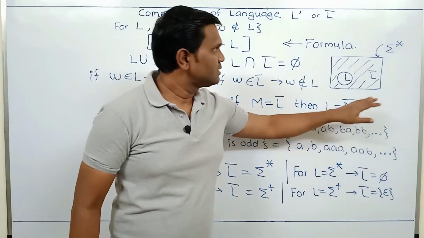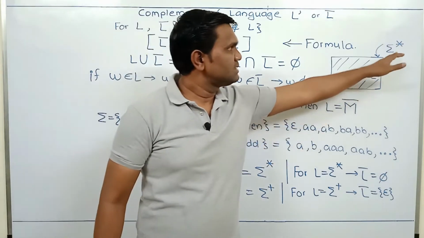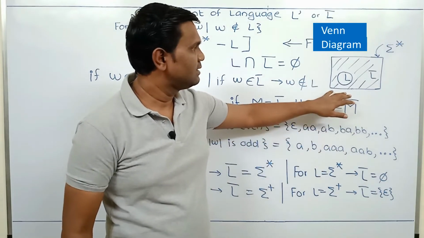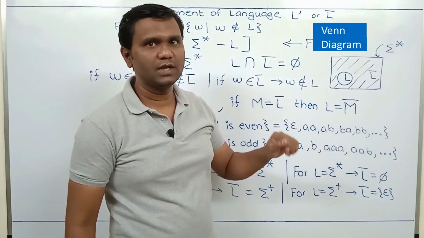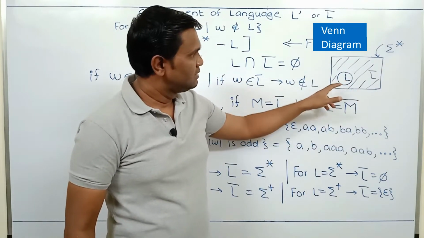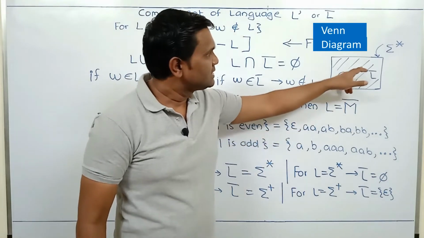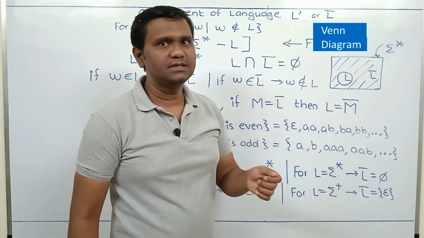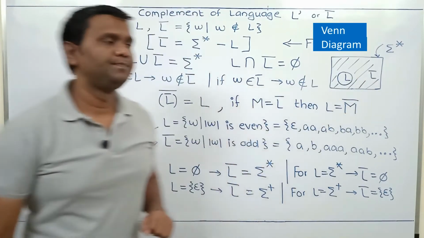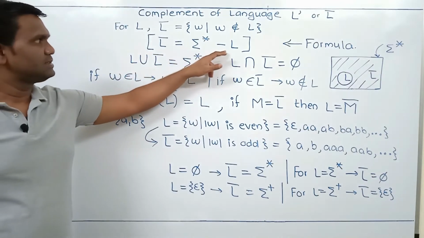Now if we consider alphabet sigma, then sigma star contains all the possible strings over the given alphabet. So this rectangle is the set of all strings over the given alphabet, that is sigma star. Language L, this circle, is the set of strings of language L, and the shaded portion is the set of strings not in L. So that is L bar or L complement. So L complement is sigma star minus L.